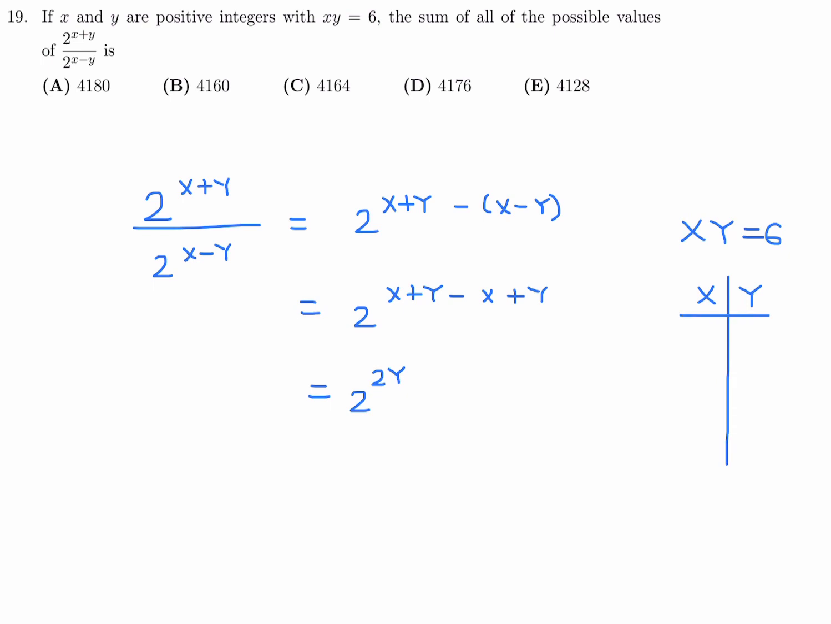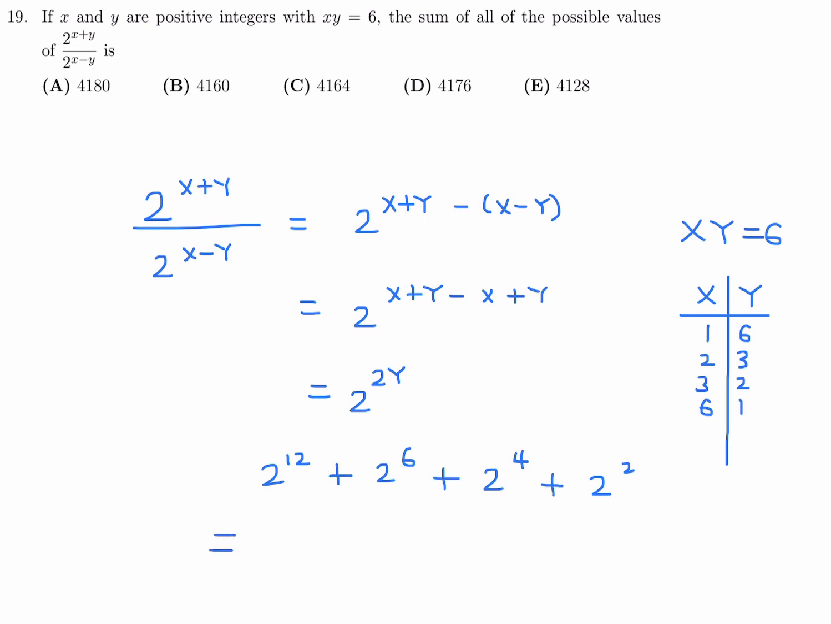Okay, they're integers, so the only possibilities are 6 and 1, 3 and 2, 2 and 3, and 1 and 6. And I've got to figure that out for each of those. So 2 to the 2y when y is 6 would be 2 to the 12. 2 to the 2y when y is 3 would be 2 to the 6. When y is 2 would be 2 to the 4. When y is 1 would be 2 squared. And we are asked to add them.